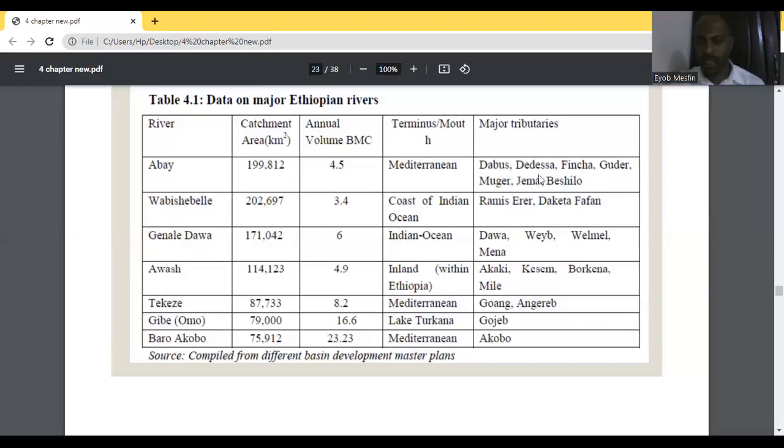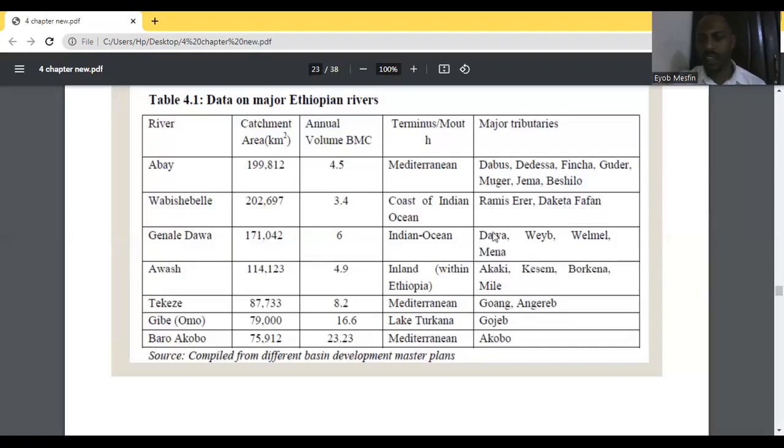These are the major tributaries, for instance, Dabos, Desa, Fincha, Gudar, Mugar, Jema, and Beshlo. I think these seven are the tributaries of the Abay. This is for the Genale River, for instance, Wabi Shebele, Ramis, Irar, Dakta, Fafana.